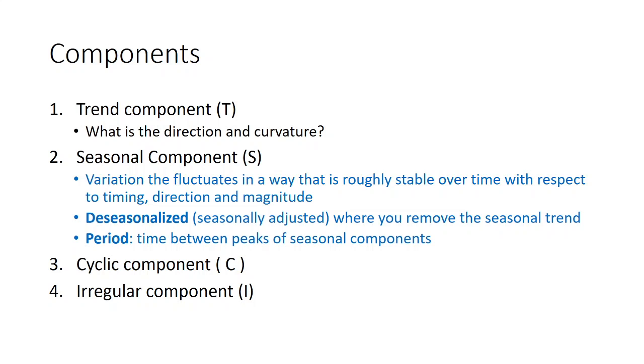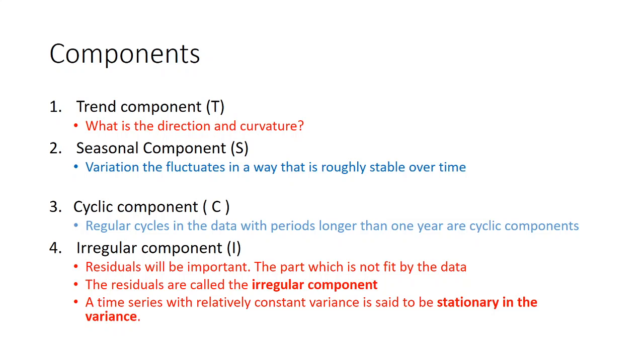Variation that fluctuates with a roughly stable weight over time with respect to timing, direction, and magnitude. Basically, maybe it's deseasonalized. Maybe you remove the seasonal trend and see what's going on. You try to find the period between seasonal components. And then the cyclic component is the regular cycles in the data that may be longer than 1 year. Maybe every 7 years something happens.